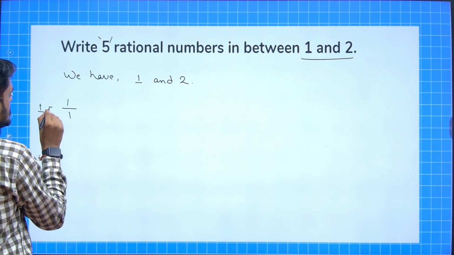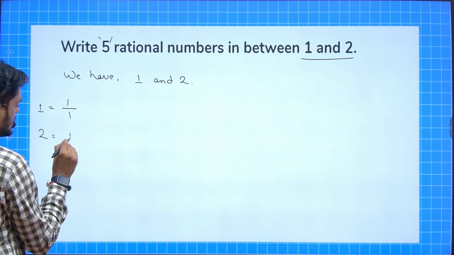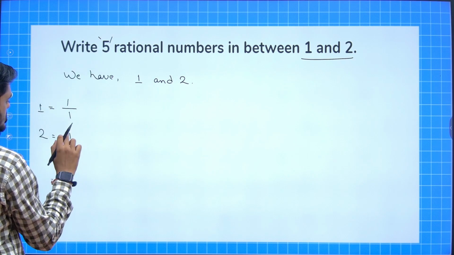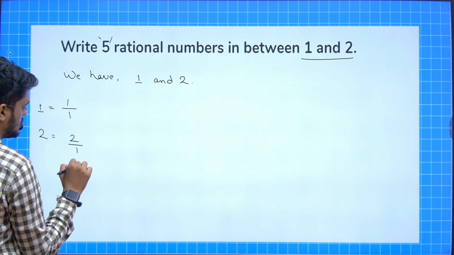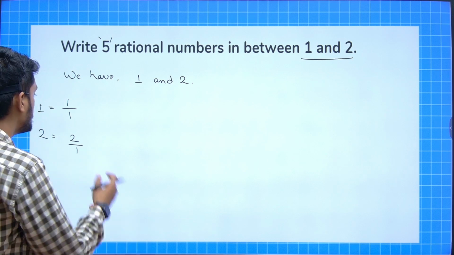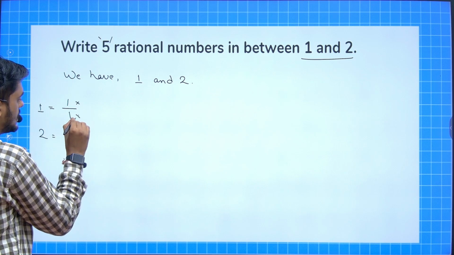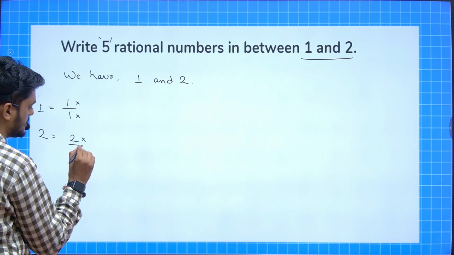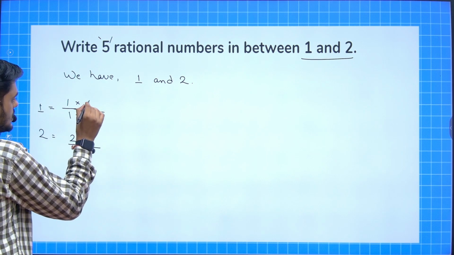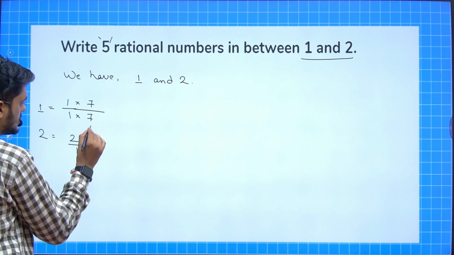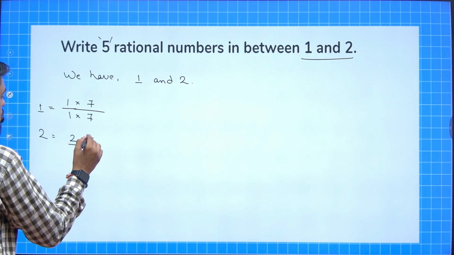1 can be written as 1 upon 1. It would be concluded as 1. 2 can be written as 2 by 1. Now I am multiplying both these numbers in numerator and denominator. Simply whatsoever quantity you think about, likewise, I am taking 7 over here. It is not going to affect, as we have seen in our previous slide, the common quantity.